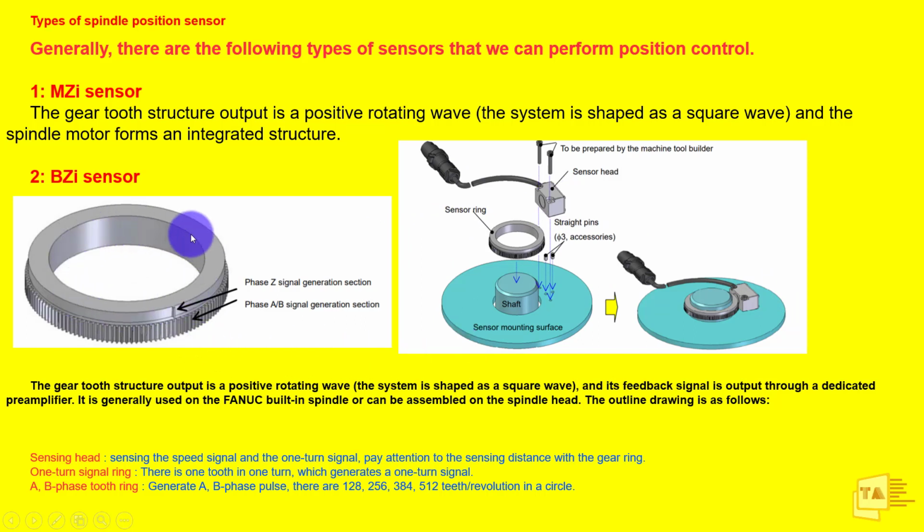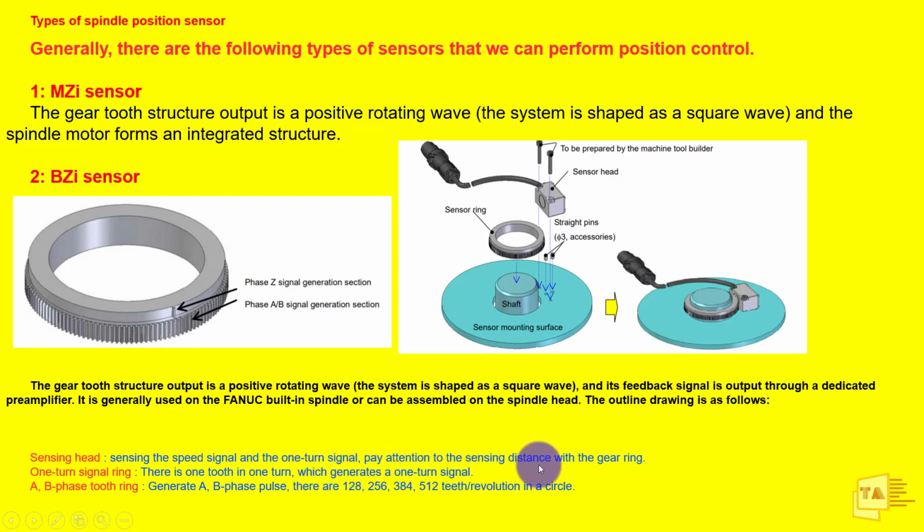Here we have the sensor ring. In the sensor ring we have two phases: the phase Z signal generation section, and the phase AB signal generation section. Let's see why we are using phase Z and phase AB. First we have the sensing head. The work of the sensing head is sensing the speed signal and the one-turn signal.